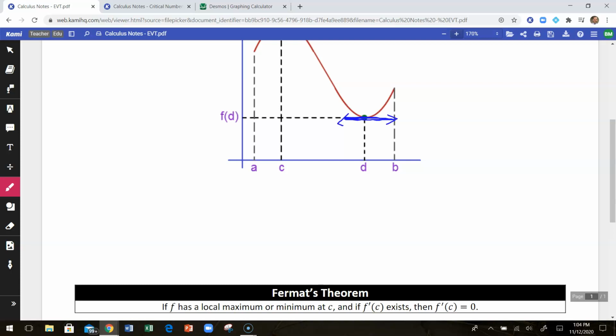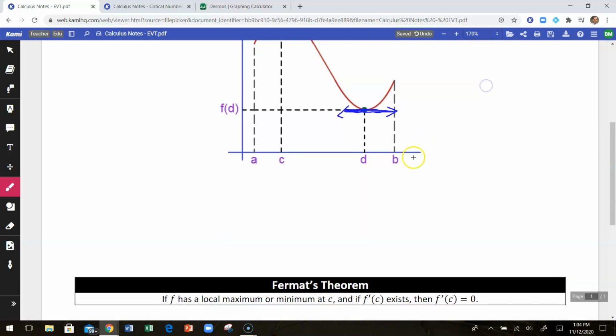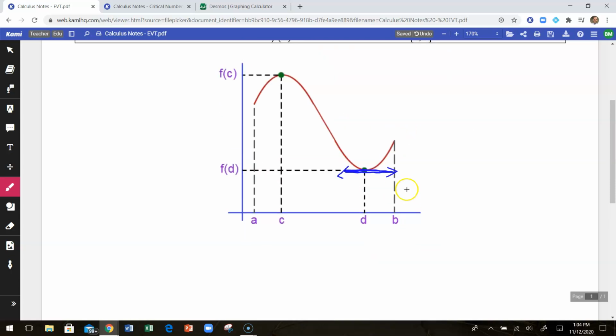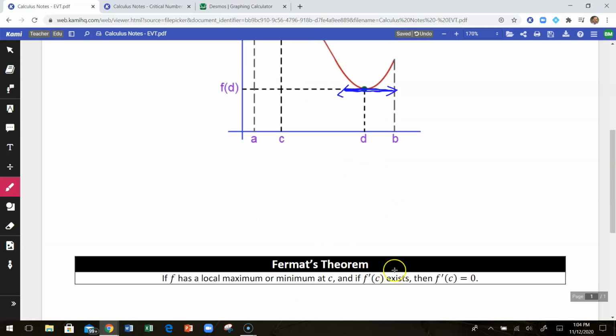If you have an absolute maximum or a minimum, and the derivative does exist, then the tangent line there will be horizontal. And that's true for both c and d in this case. An example of this not working is if f prime of c does not exist, so something like an absolute value function. If it comes to a point, that means that the derivative does not exist there. So even though it would be a local maximum or a local minimum, depending on which way that V shape went, I couldn't use Fermat's theorem there because the f prime of c exists part was not true.